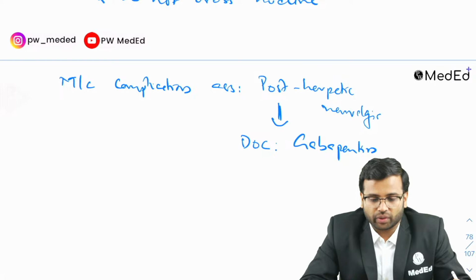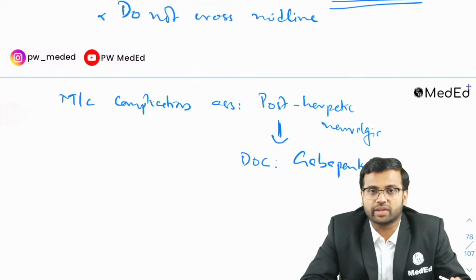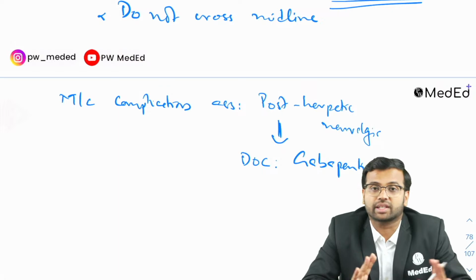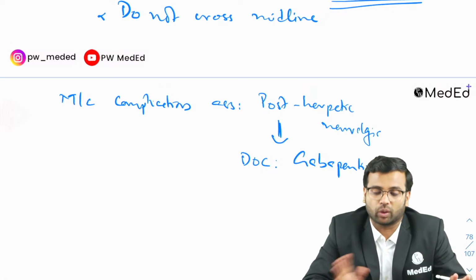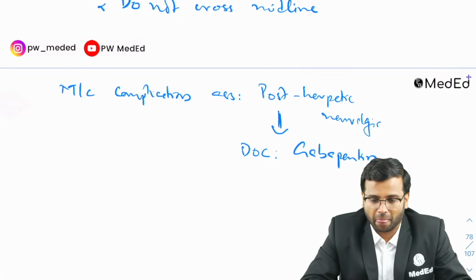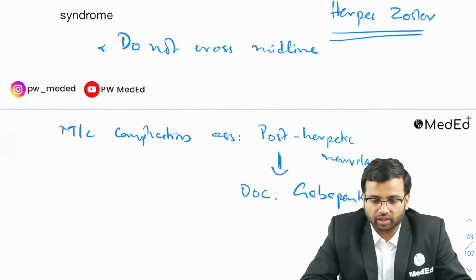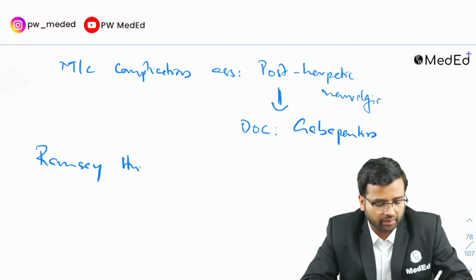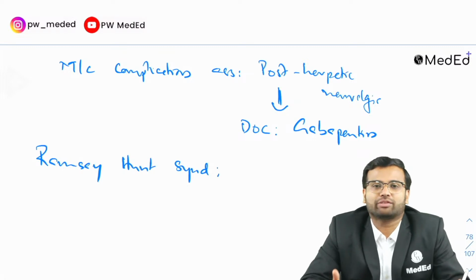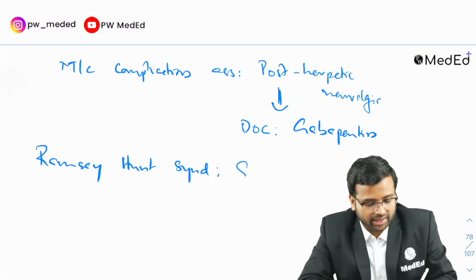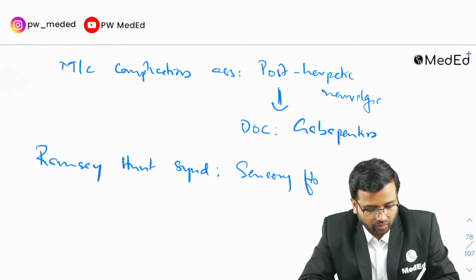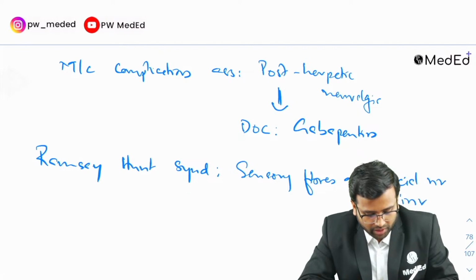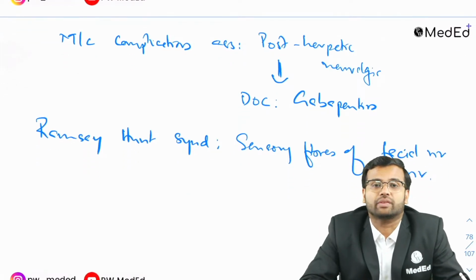Fine. So when it comes to herpes zoster, always remember they can give you an image where there is a unilateral involvement, without a bilateral involvement. And what else? Regarding Ramsay-Hunt syndrome. So when is the patient going to have this Ramsay-Hunt syndrome? When the sensory fibers of the facial nerve are involved.